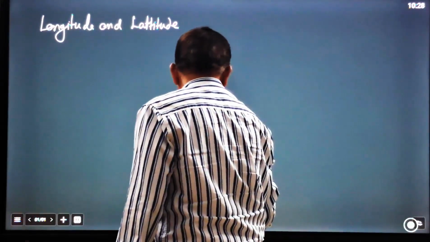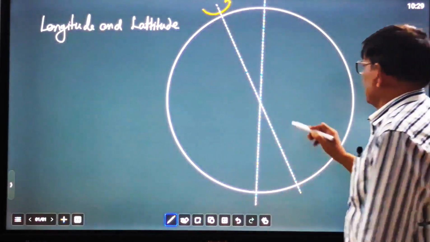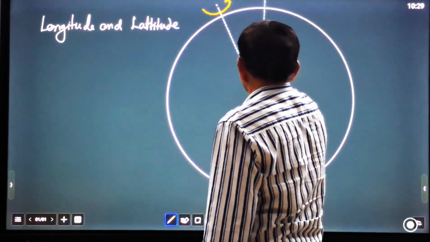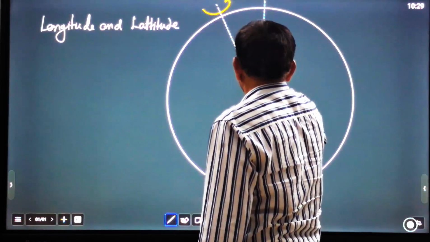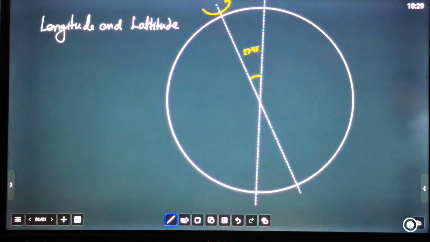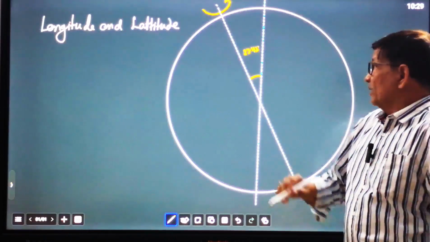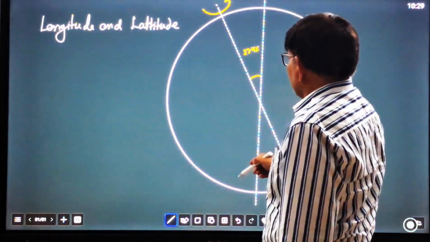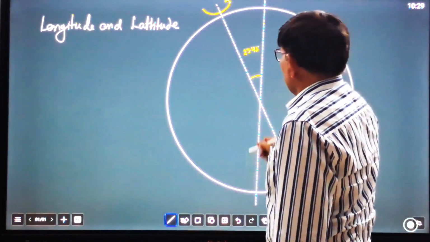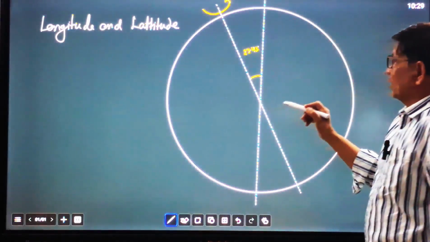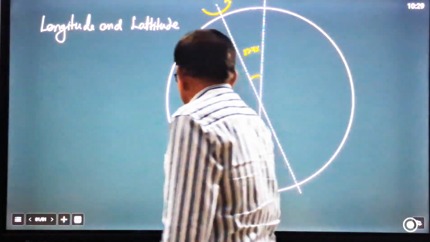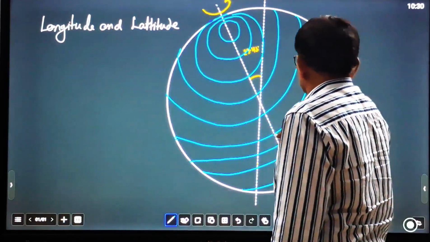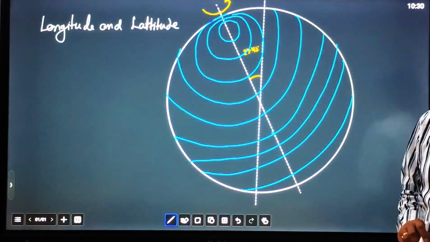So first, take a circle. Earth rotates about this axis, and this is the angle of inclination, a constant angle of 23.45 degrees. We can divide the Earth's surface, the whole Earth, in terms of latitude and longitude. Longitude means circles about the vertical axis, and latitudes are circles perpendicular to the vertical axis. First we define latitude. Suppose this is the point, and this is the equator circle.